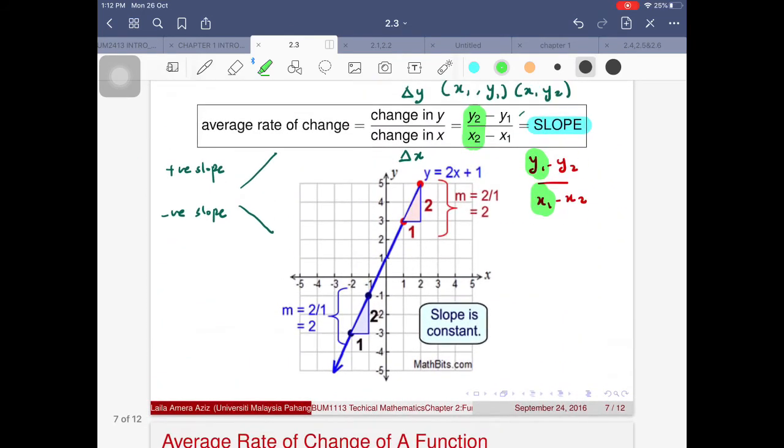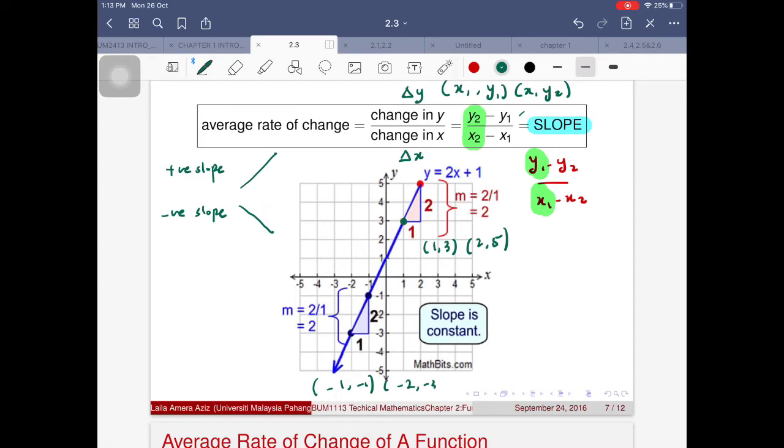Okay, this is going to be an example. When you have a linear function right here, the slope is going to be constant. So no matter what point you choose for the interval, for example here, I have 2 points for the top one. So I choose two coordinates of (1, 3) and also (2, 5).